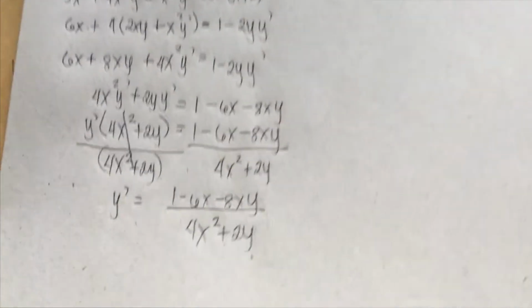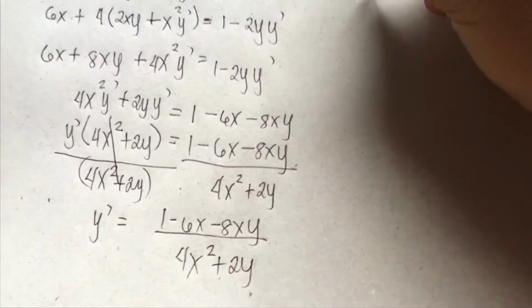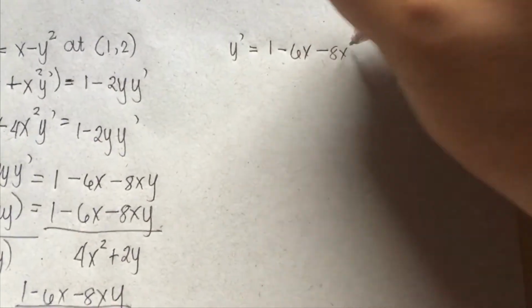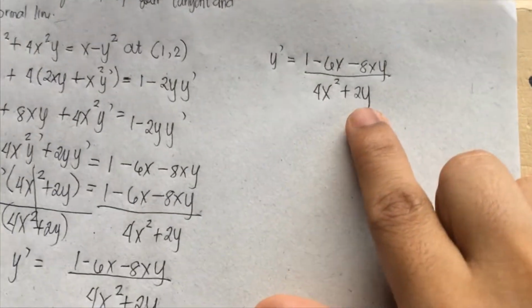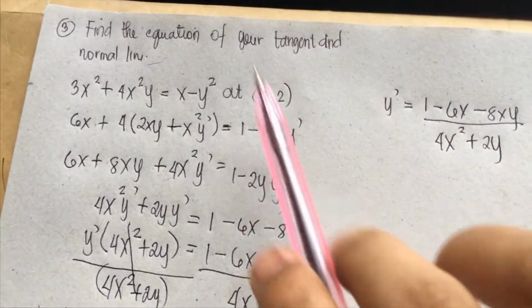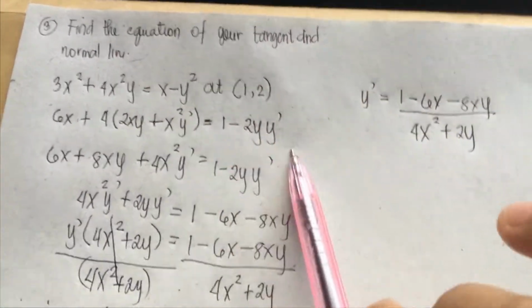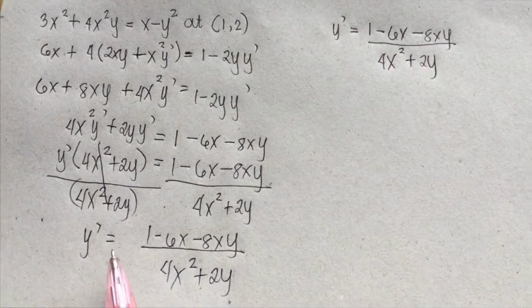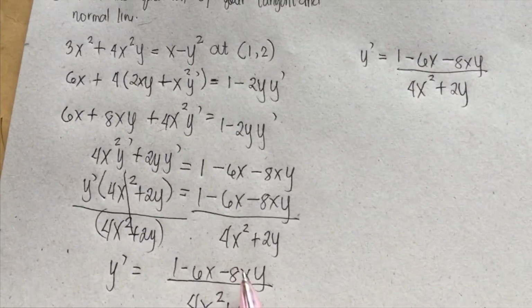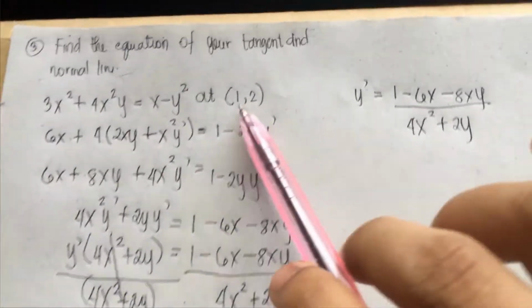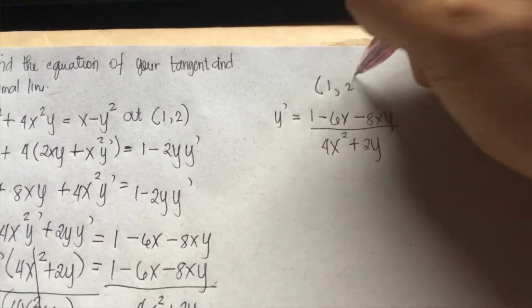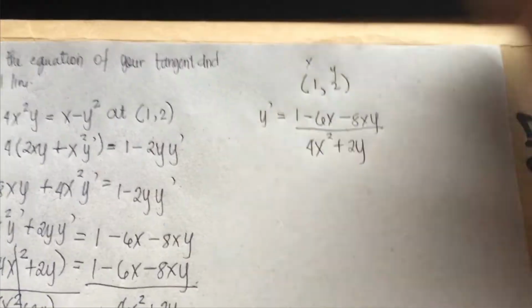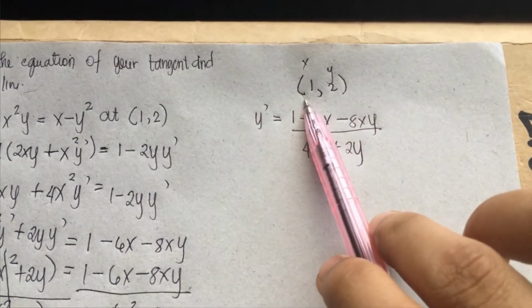Okay. So, since we already have our y prime, we have 1 minus 6x minus 8xy over 4x squared plus 2y. Ito yung value ng y prime natin. Remember, find the equation of your tangent and normal line. Okay. Ito na yung step natin, first step, nakuha natin yung y prime. After getting the y prime, you are going to substitute the value of your corresponding point. The given point, we have 1, 2. Okay? This is x and this is y. Tama? Your x is 1 and y is 2.